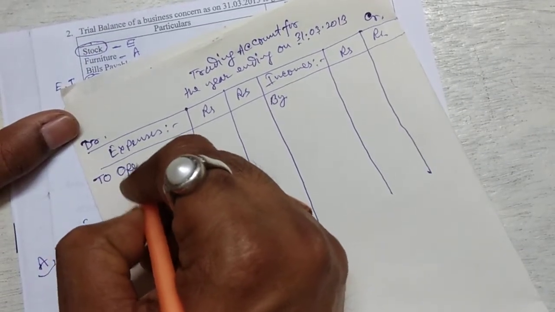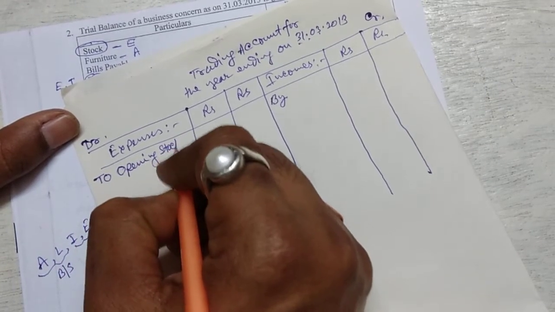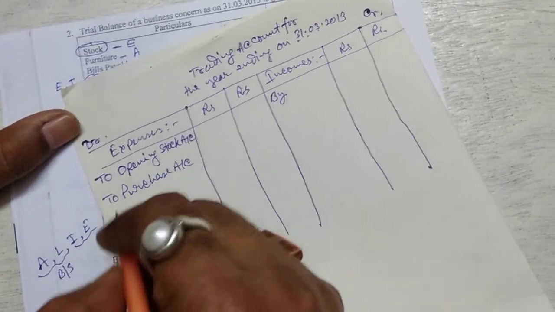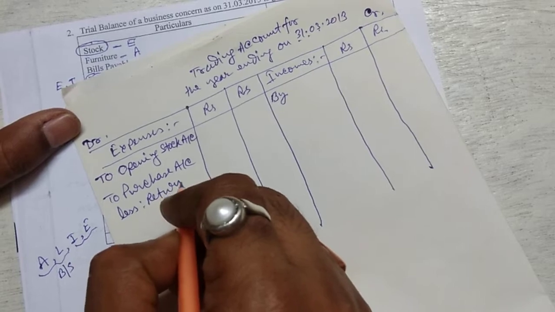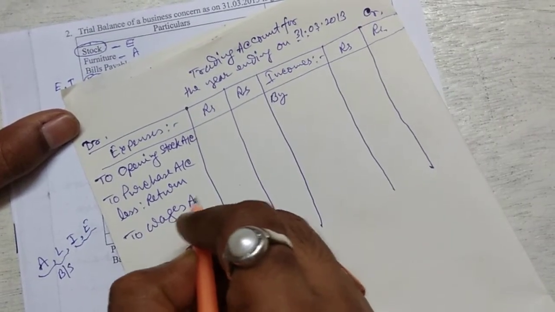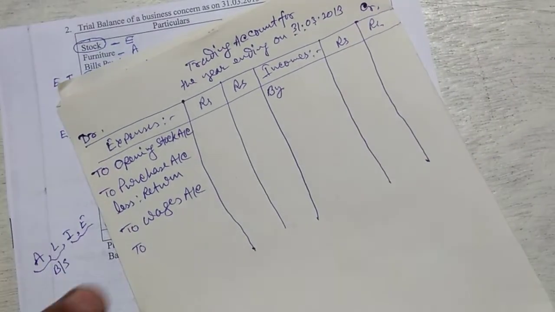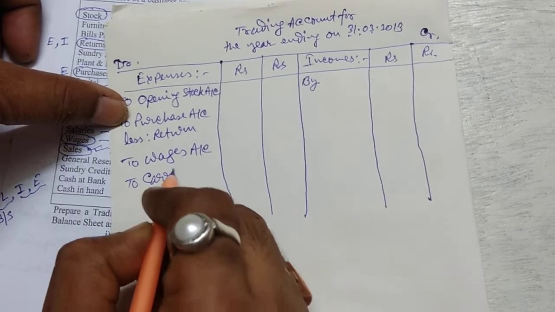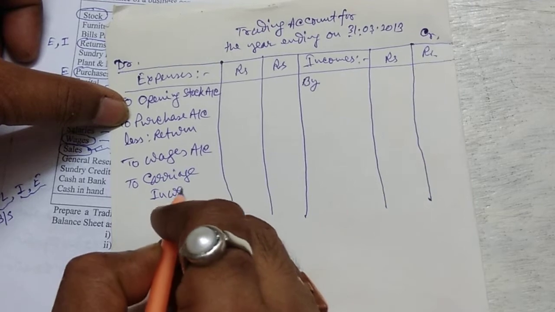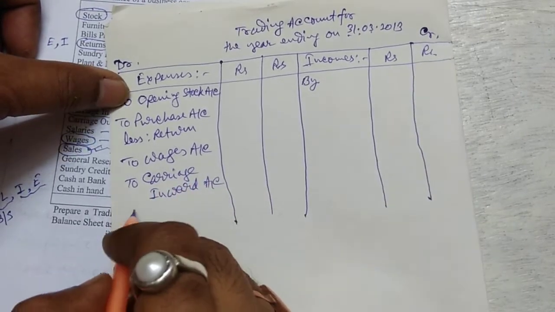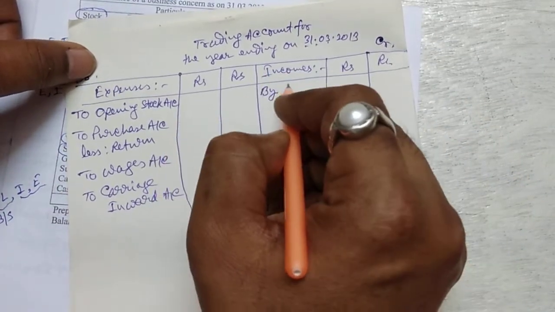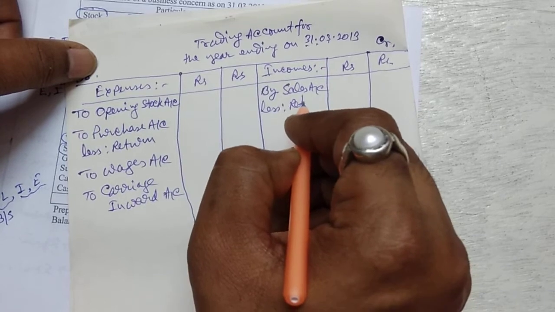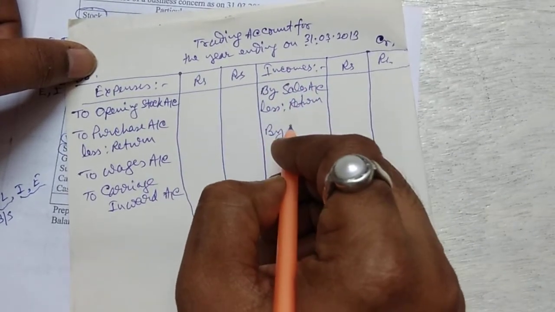So now see, at first we should write here the accounting head. To opening stock account. Next, To purchase account, less return. To wages account. To carriage inward account. Here, By sales account, less return. By closing stock account.